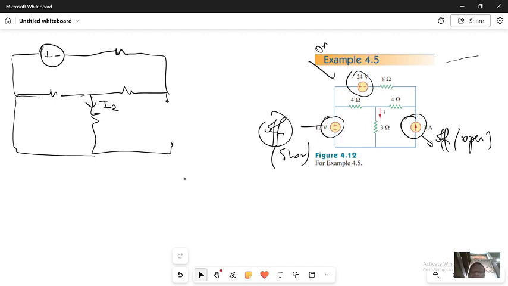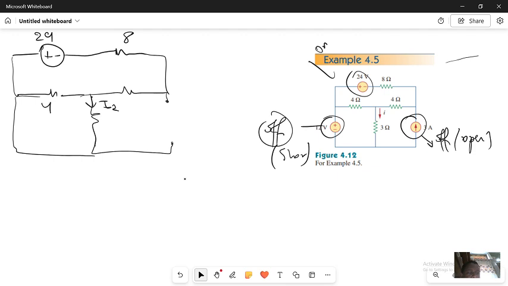I2 here. I have this 24 volt, 24 volt. I have 4, I have 8. To determine this one, you have to see which method I'm going to use. You have any method you see that it will be easier for you, use it.